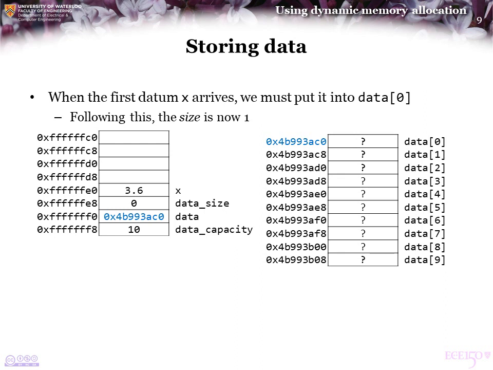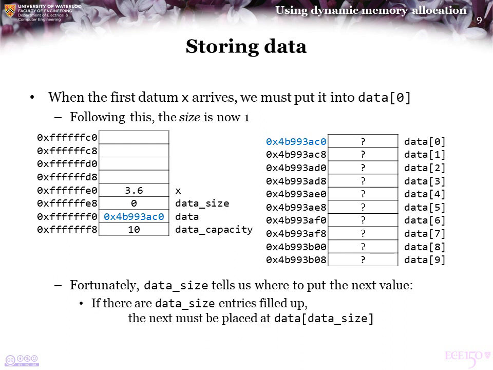Now, you may initially think that this requires another index that tells us where we're going to be storing the next datum. However, fortunately, data size already tells us where to put the next value. If there are data size entries filled up so far, then the next value has to be placed at the array index data size. Data size is 0. The next item has to be placed at data 0. After that, we can increment data size to 1.